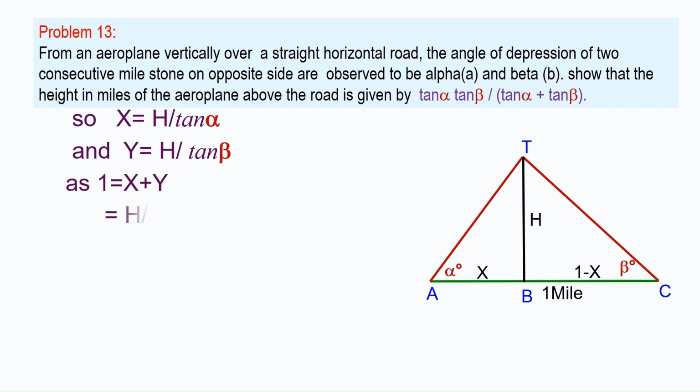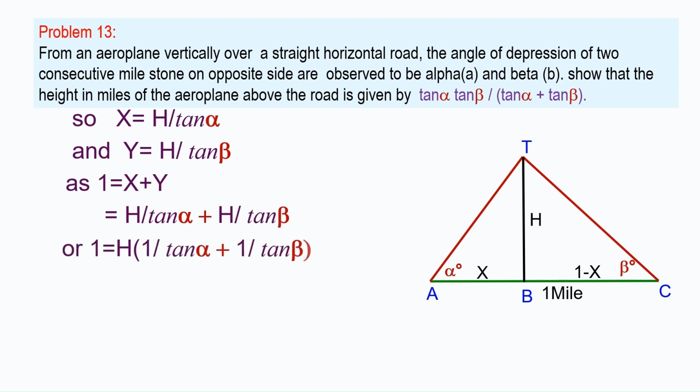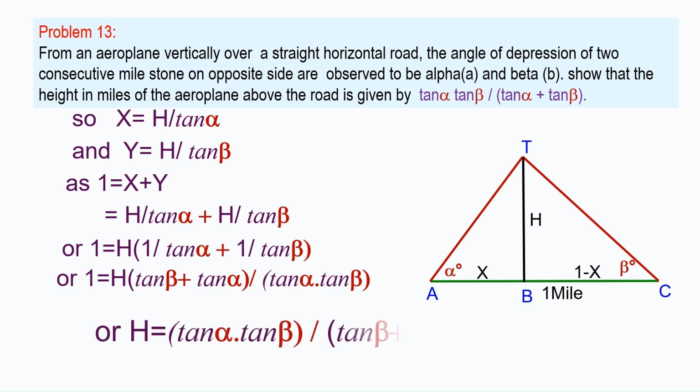As the sum of x and y equals 1, we have 1 equals h divided by tangent of alpha plus h divided by tangent of beta. Simplifying it further, we have the height of the plane as tangent of alpha times tangent of beta divided by tangent of beta plus tangent of alpha, which is the same as desired.